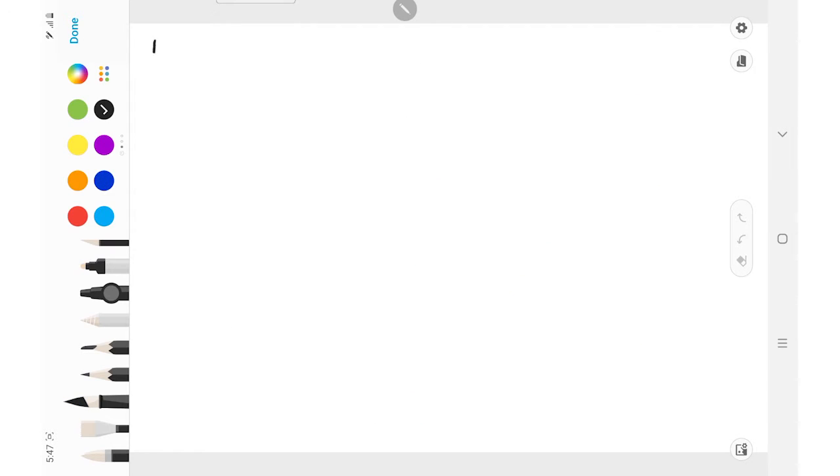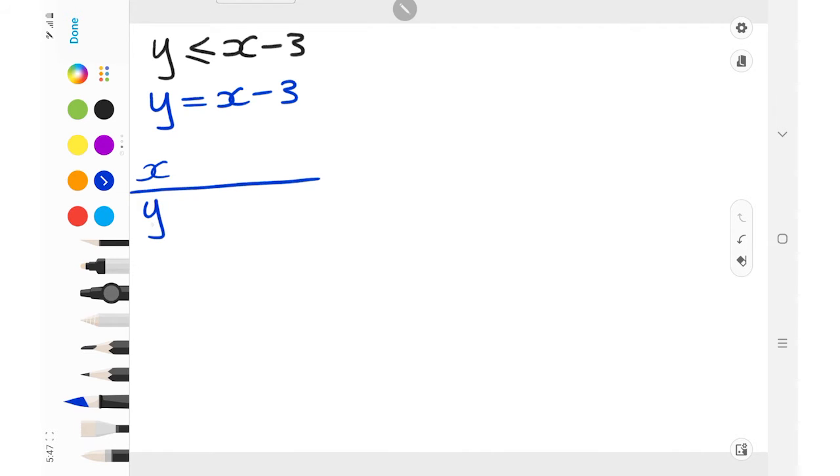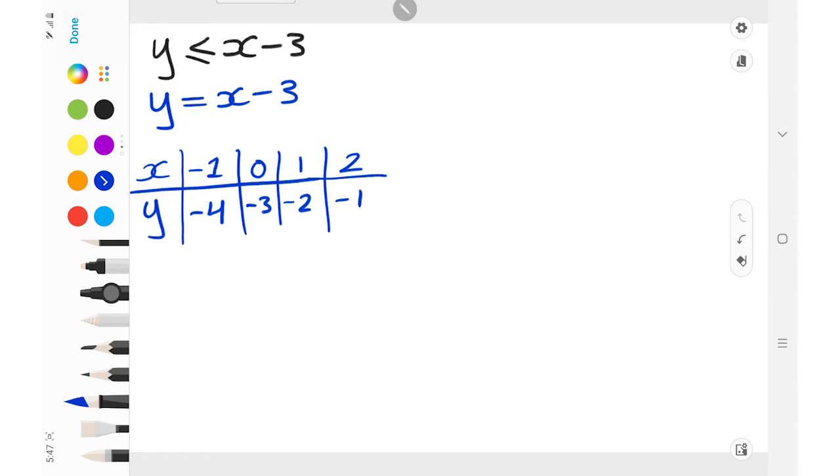Okay, now I will have y less than or equal to x minus 3. As I said, y equal to x minus 3. Now what you can do is draw a table. You take your x and y values. For example, if I took -1, 0, 1, 2, I will find the y values for each one, which are -4, -3, -2, -1. This is the first method.